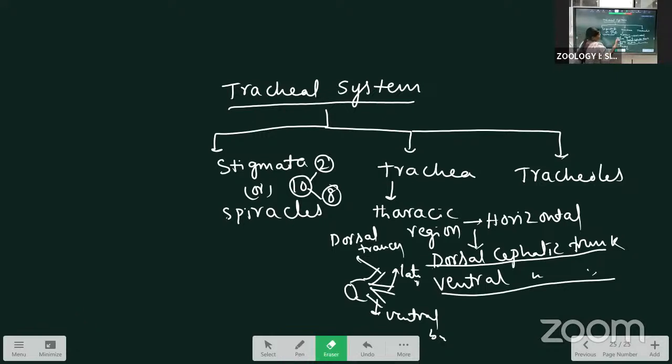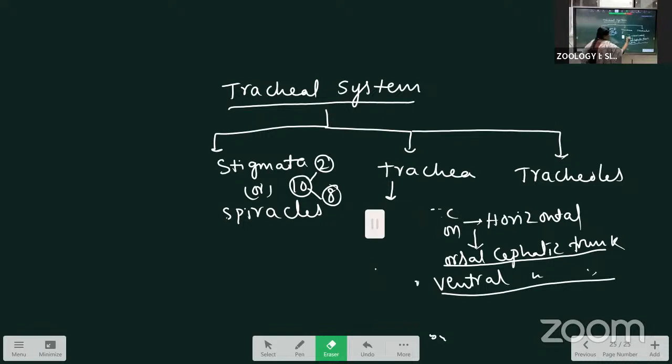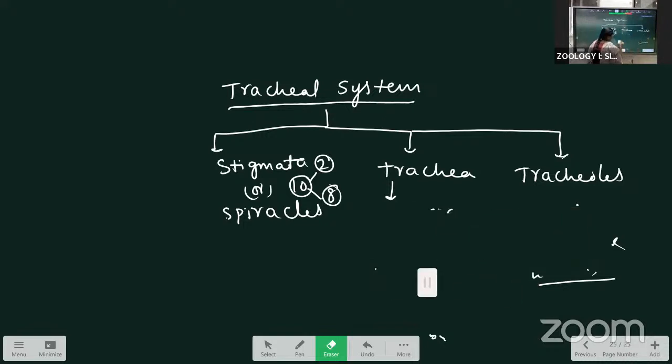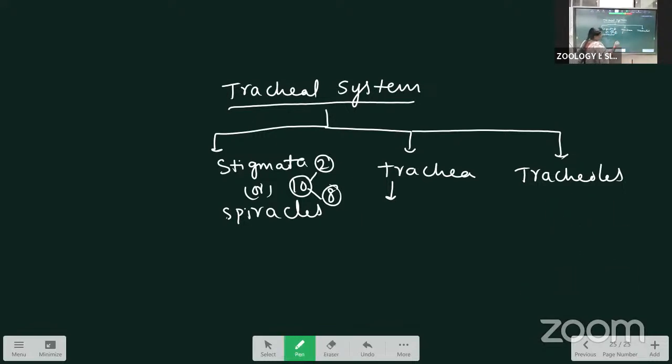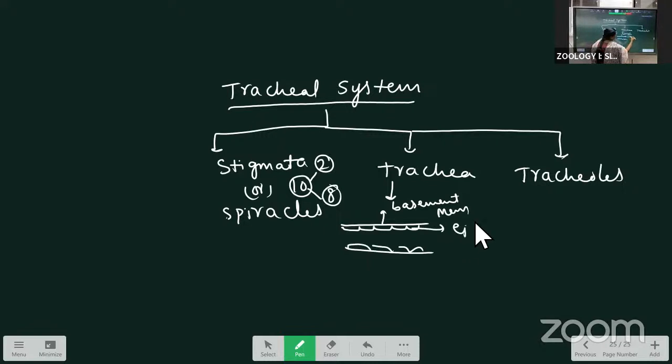Next is the structure of the trachea. Trachea is a pipe-like, tube-like structure. This tube-like structure has mainly three layers. The trachea is covered by three layers. The outer layer is called the basement membrane. The next layer is called the epithelium. Inner, the chitinous layer is present. That layer is called the intima.